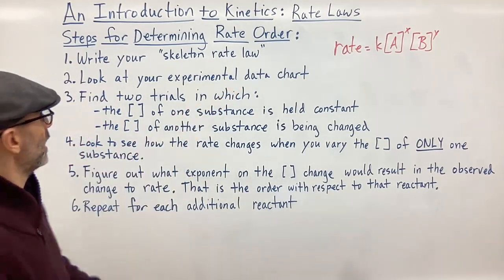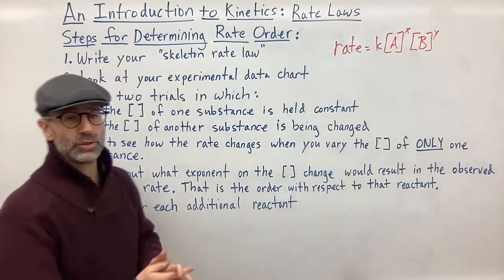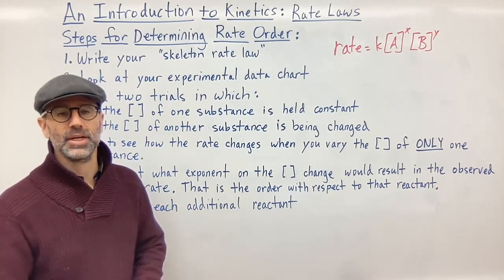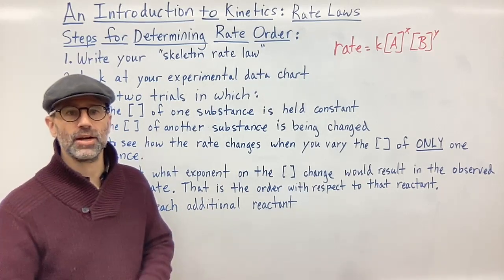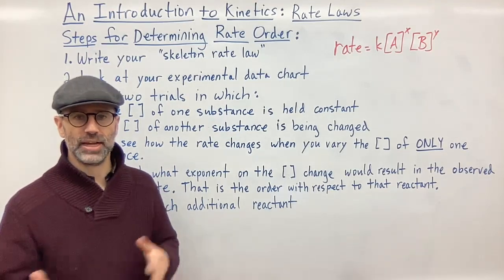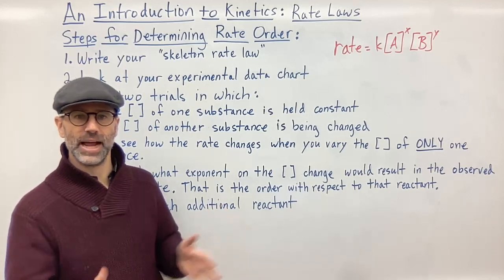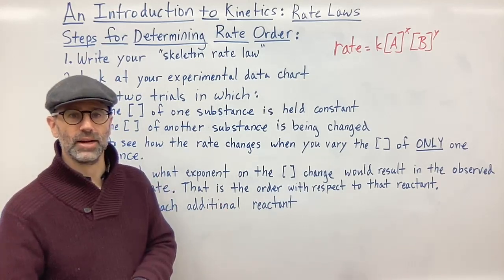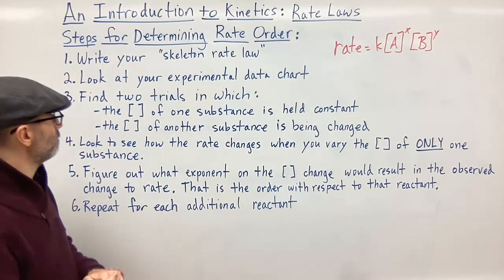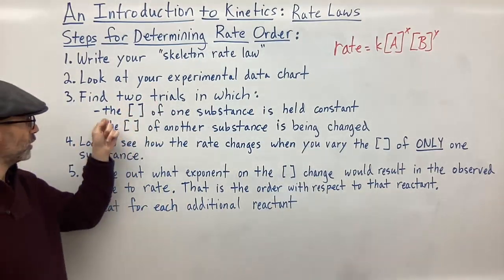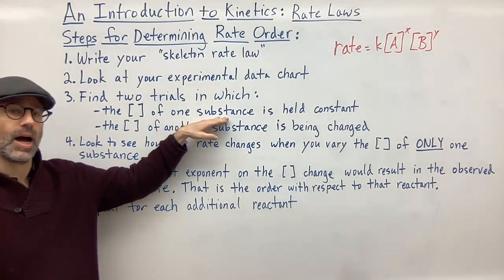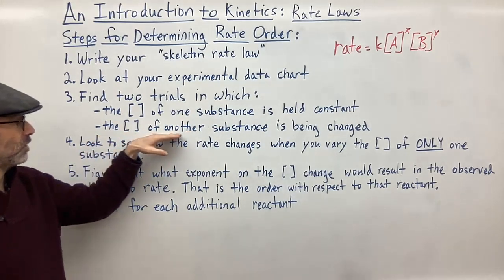So you start with that, and then you're going to look at your experimental data chart. Remember, the rate laws are going to be coming from experimental data, and a lot of times they'll give you an experimental data table where you'll see the concentrations being changed and rates being measured, and they'll compare changes in concentration of each reactant to the rate of the reaction. So you're going to look at your table, and then you're going to find two trials in which the concentration of one substance is held constant and the concentration of another substance is being changed.